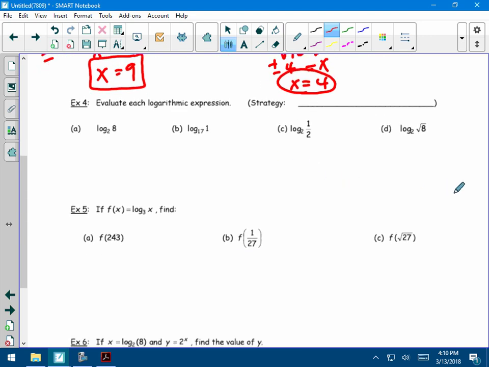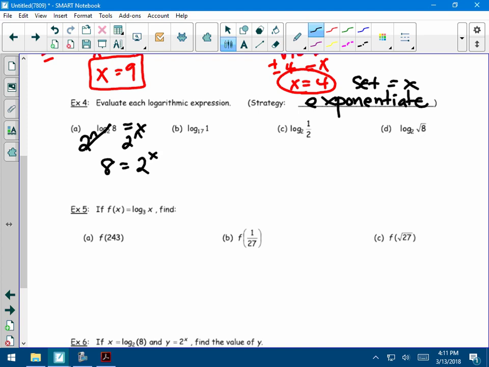All right. Evaluate each logarithmic expression. All I'm going to tell you here, set them equal to x, and then you can take it from there. So exponentiate. All right. So I'm going to say set equal to x, and then exponentiate to solve. So if I set this guy equal to x, and do 2 raised to the left, 2 raised to the right, you get 8 equals 2 to the x power.